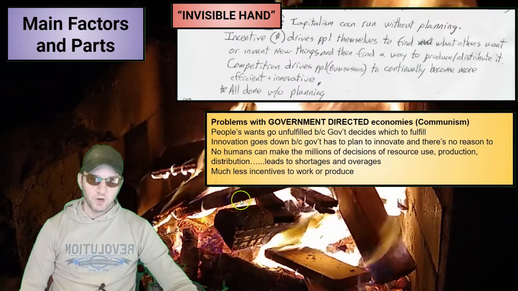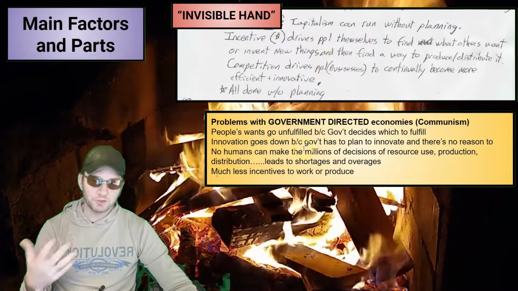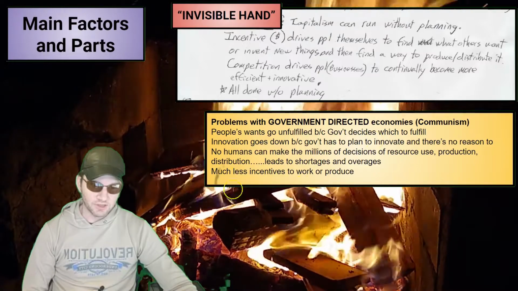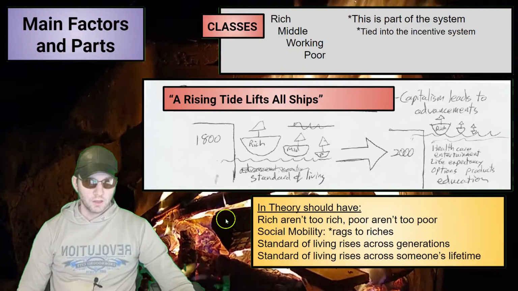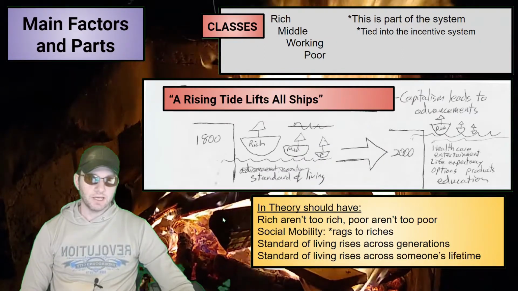And of course, without the incentive that is part of the invisible hand, which drives people to do things, there's much less incentive to work or to produce in communist economies. So the last two main factors and parts of capitalism sort of go hand in hand.